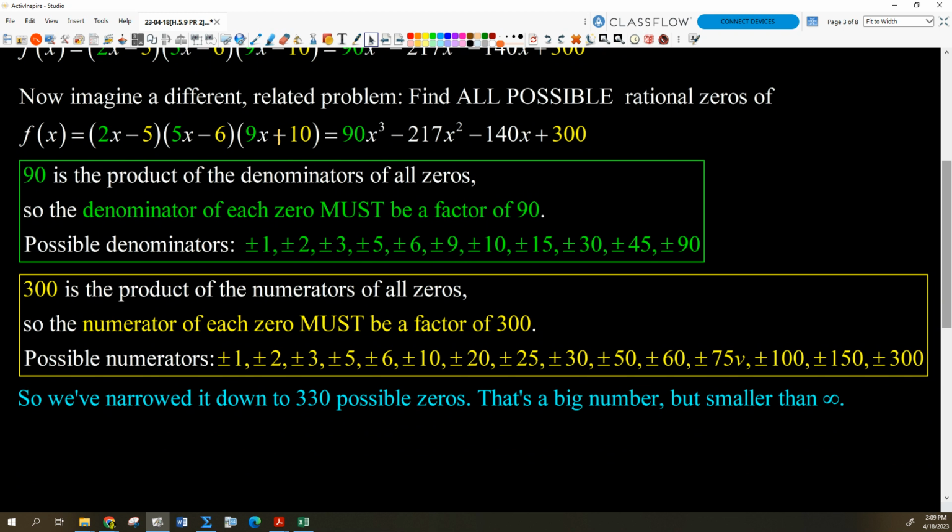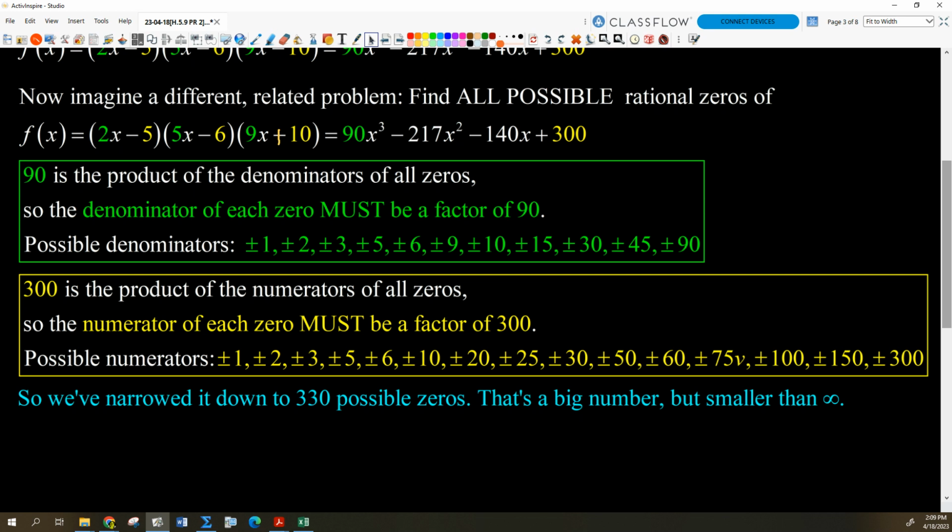So then I would make a list of all the positive and negative factors of 90. Well, that would be 1, 2, 3, 5, 6, 9, 10, 15, 30, 45, 90. That's a lot of possible denominators. What about the possible numerators? Well, those came from the constants which multiplied to the constant of our polynomial, right? So the numerators would come from the list of all possible factors of the constant. That's all the possible factors of 300. Yikes, that's a lot, right? What are the factors of 300? All of those numbers are, okay?